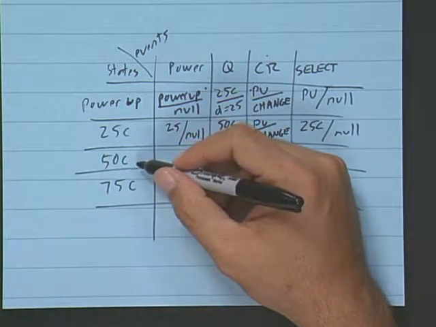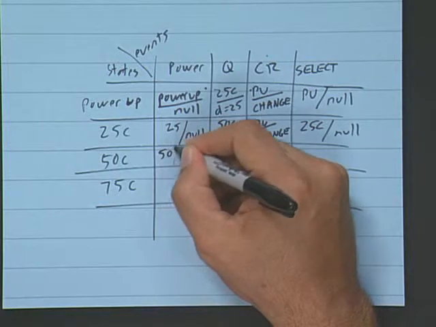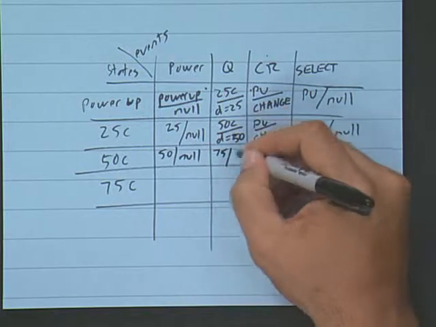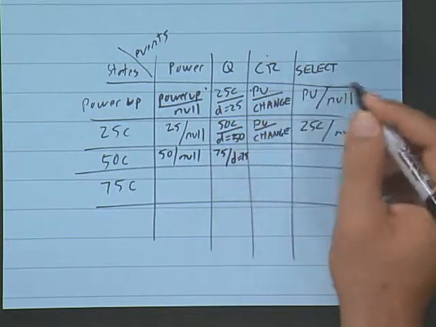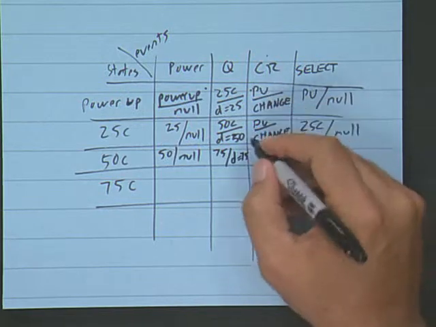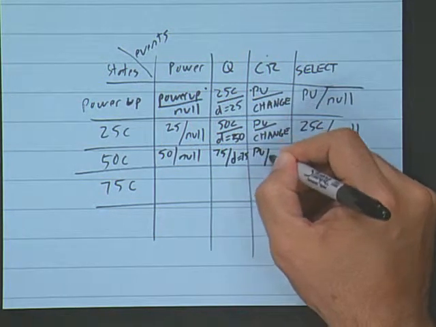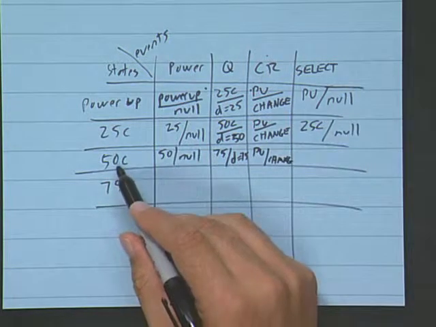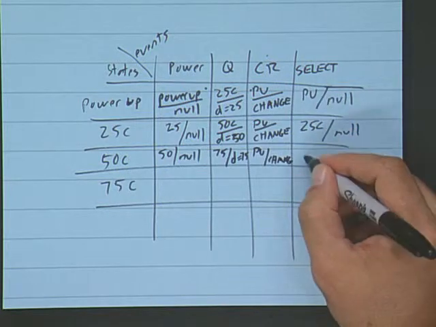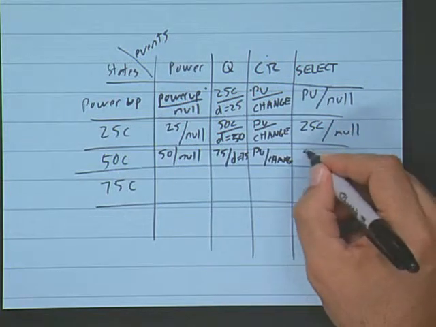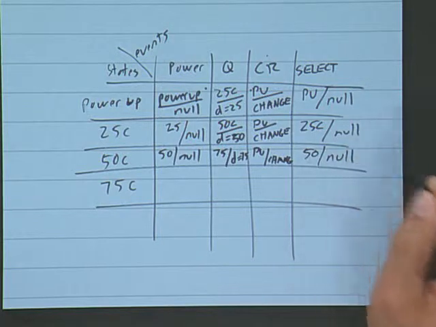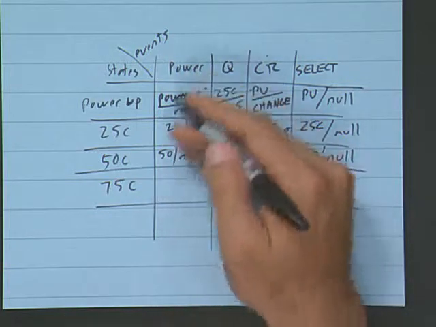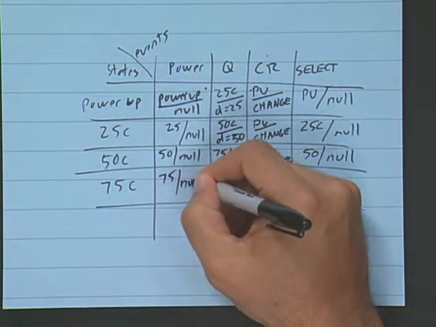So what if I'm in the 50-cent state and I get power? I'm going to ignore it, same thing. If I get a quarter, I'm going to go to the 75-cent state and display 75 cents. If I get a change return, I'm going to go to the power up state again and do my change. And then if I'm in the 50-cent state and I get a select, I'm going to stay in the 50-cent state and ignore it. And then finally, 75 cents: if I'm in the 75-cent state and I get a power, I'm going to ignore it and stay in the 75-cent state.